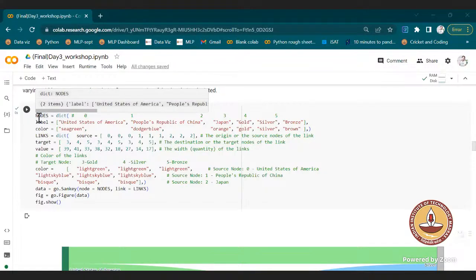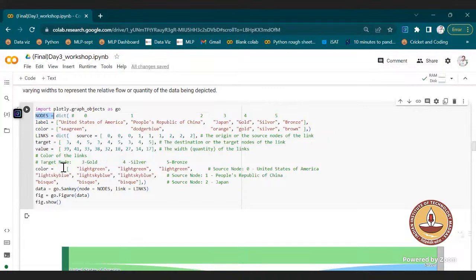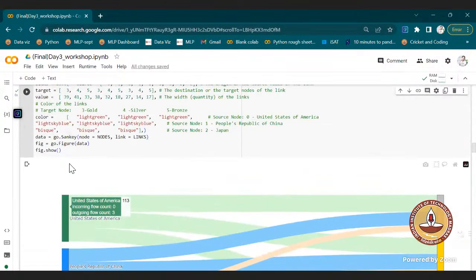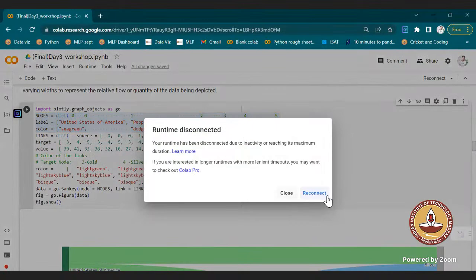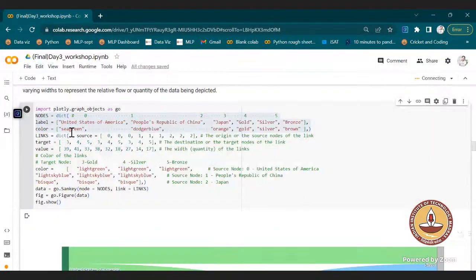First is the nodes dictionary, and the second dictionary, I think, is somewhere here, where the values are: the links. So this is the first dictionary. In the first dictionary, you have different nodes, the labels of those nodes, and the colors that you have defined.